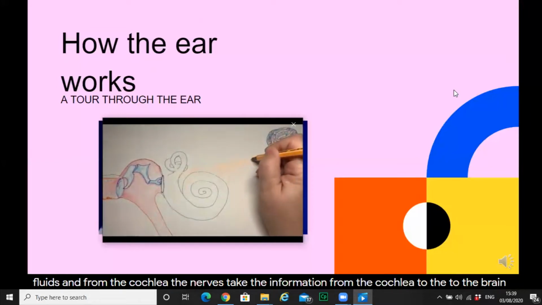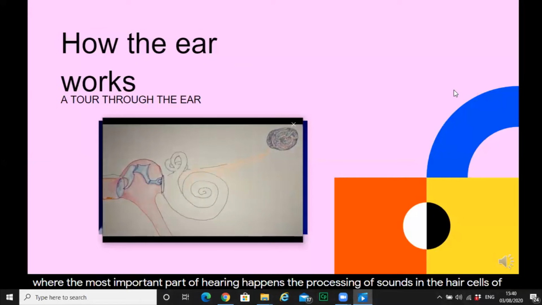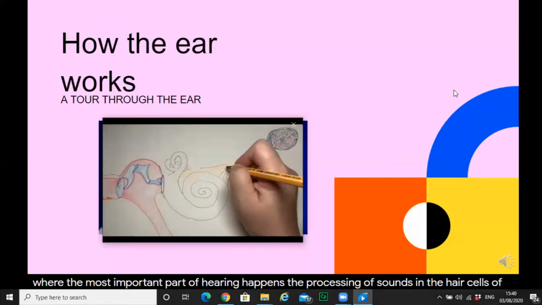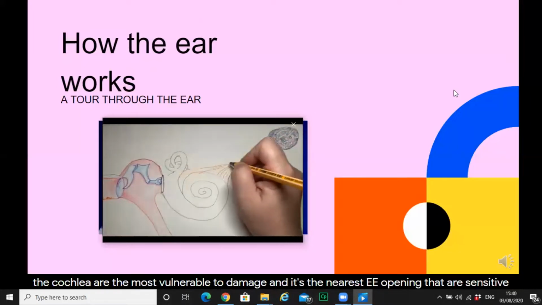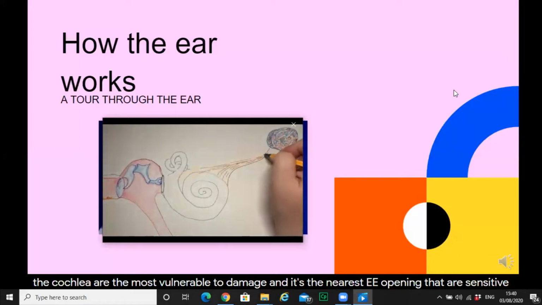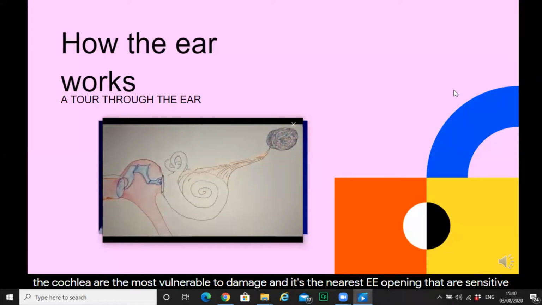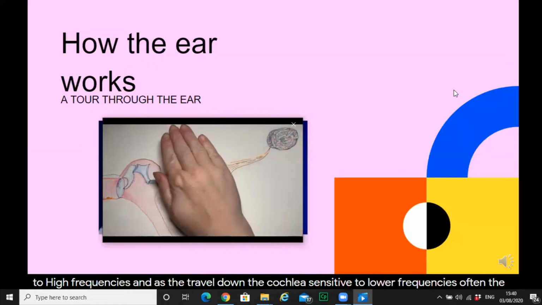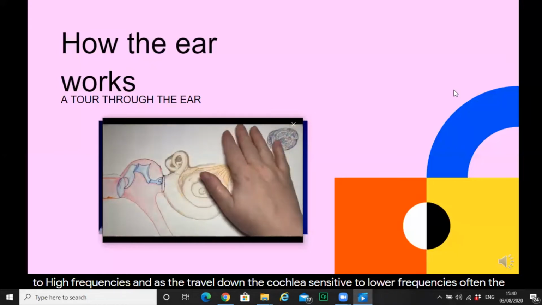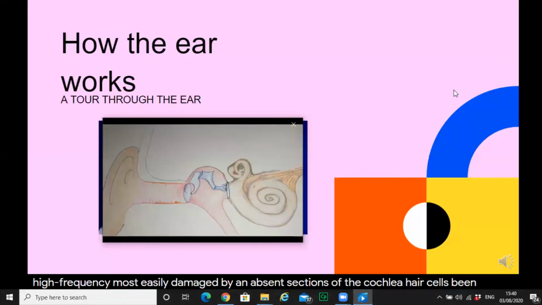Now, the hair cells of the cochlea are possibly the most vulnerable to damage, and it's the hair cells nearest the opening that are sensitive to high frequencies, and as they travel down the cochlea, sensitive to lower frequencies. And this is why often the high frequencies are most easily damaged by absent sections of the cochlea, or where the hair cells have been damaged.